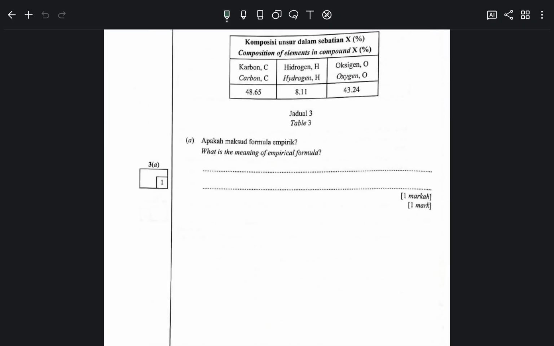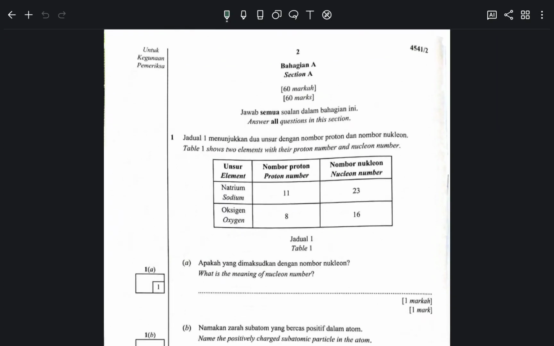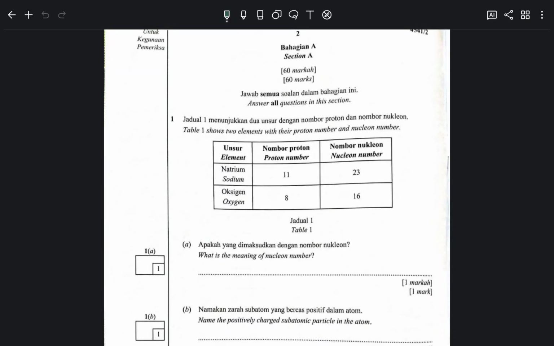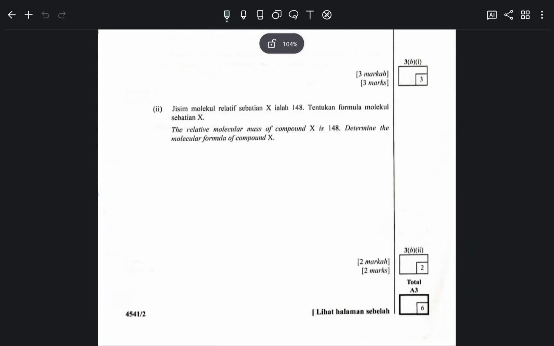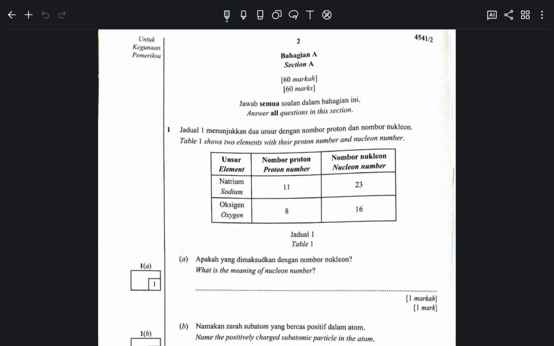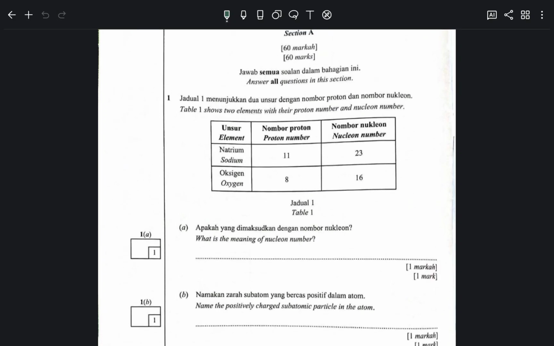I will place this in the Form 4 playlist, in Chapter 3. Okay, you can see there. Chapter 3, or wait, I will place it in Form 4, but I think I will place it in topical practice. That's more logical.